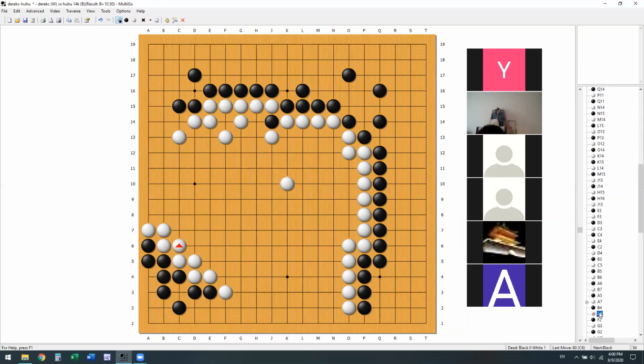Same thing for Derek. Derek also played a move here, which is no use at all. What you should do is go there to protect. Sometimes I'm extra paranoid. So yeah. If you do this, you will win the game for sure.